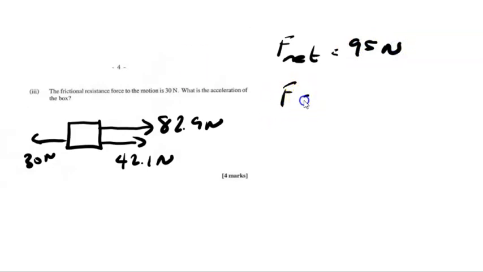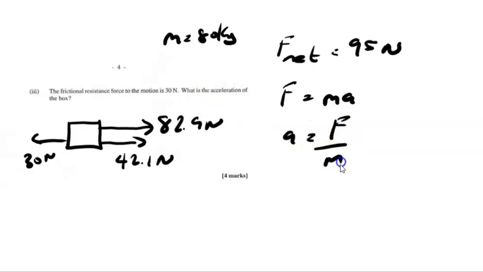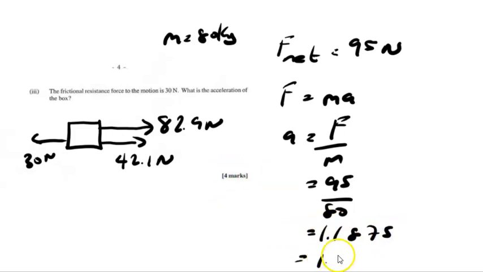We know that force is equal to mass times acceleration. From earlier, we're told that our mass was equal to 80 kilograms. And so acceleration is going to be equal to force over mass. Force is 95 and the mass is 80, and we can calculate this. We end up with an acceleration of 1.1875. Let's call this 1.19 meters per second squared. And that would have answered our question for that part there.